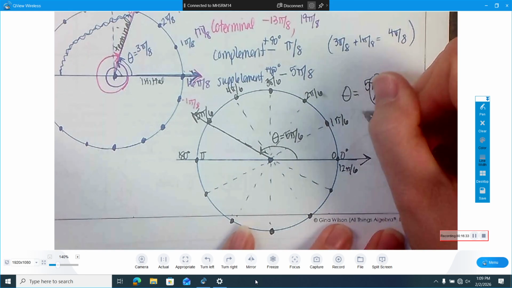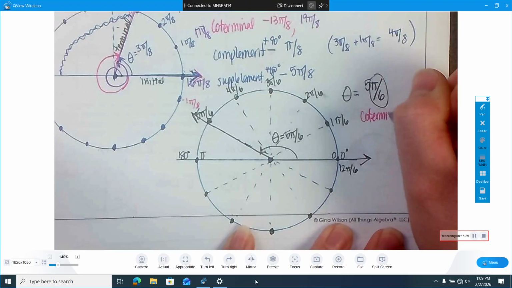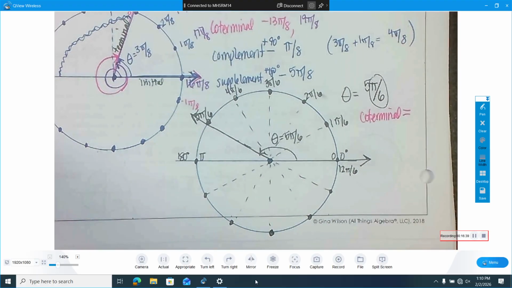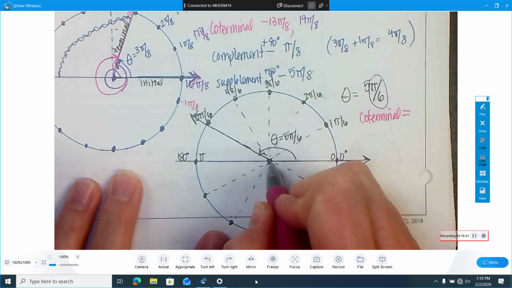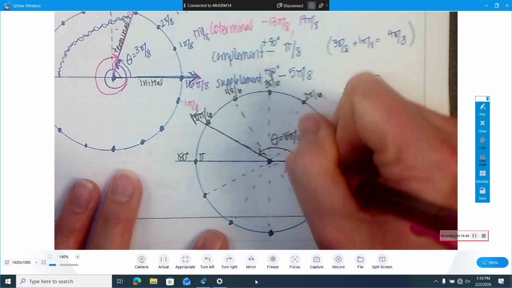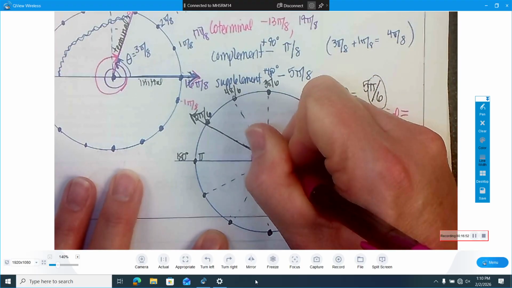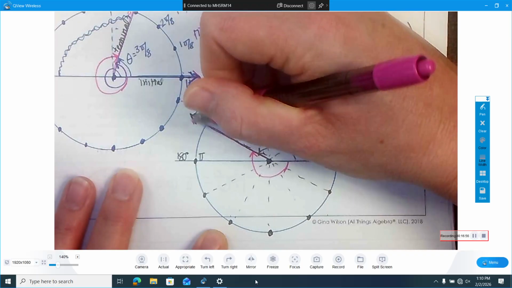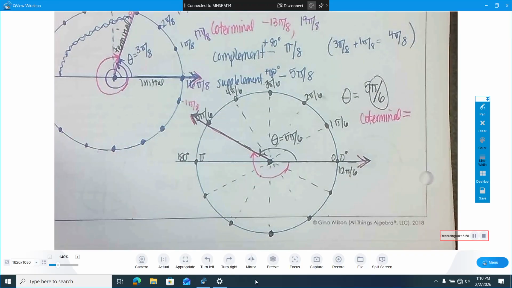Okay, coterminal. Coterminal angle. I need a negative coterminal angle. So it starts with the same initial side. It always starts on the x-axis, positive x-axis. But it's negative, so we're going to go this way. And it's going to land and stop at the same terminal side. They sort of line up and run into one another. So what is that pink angle?